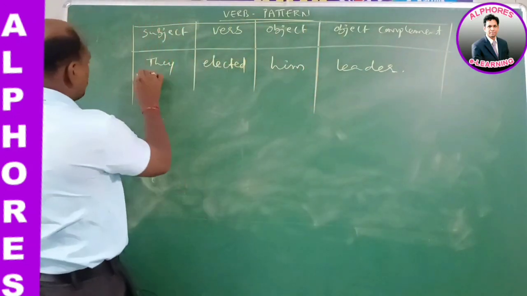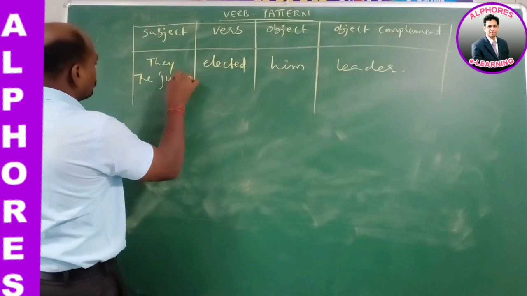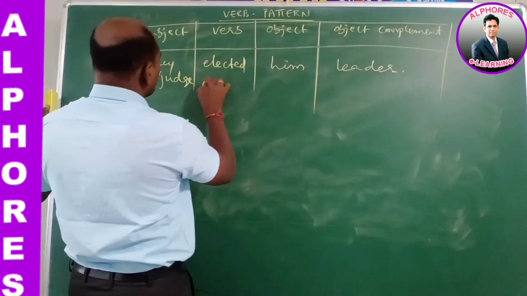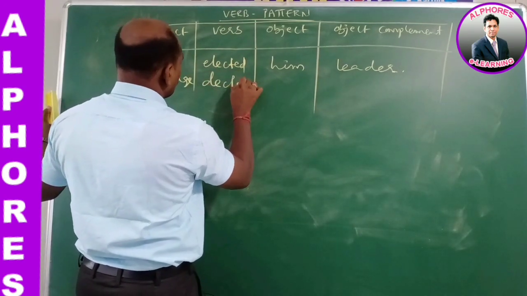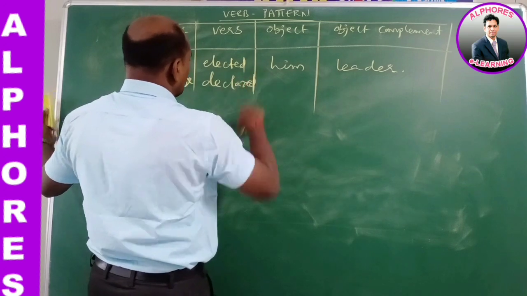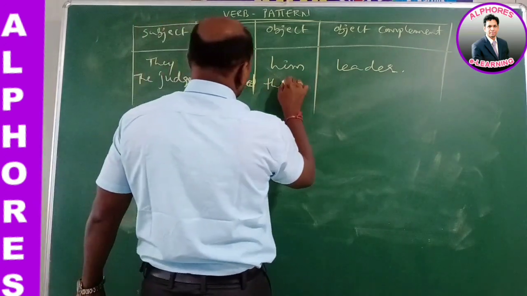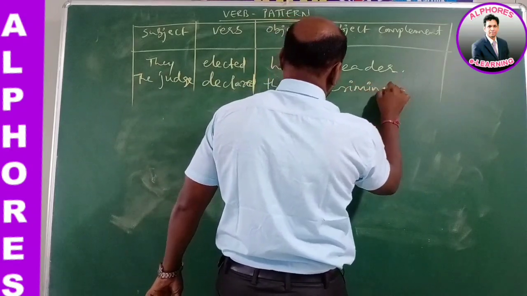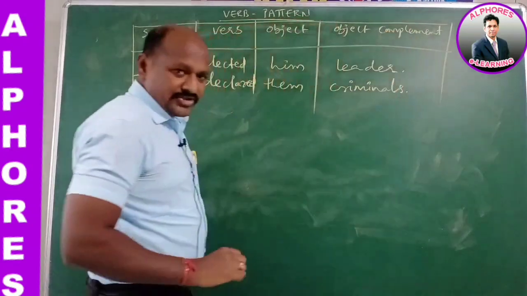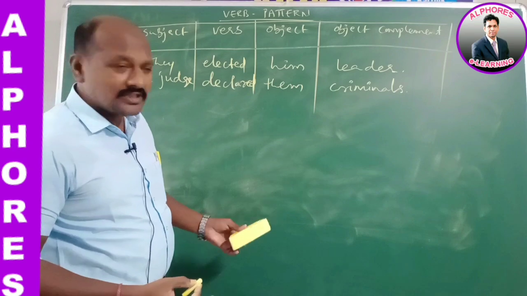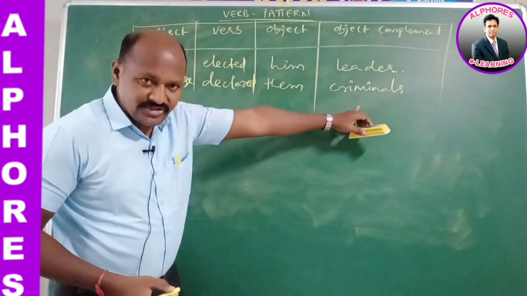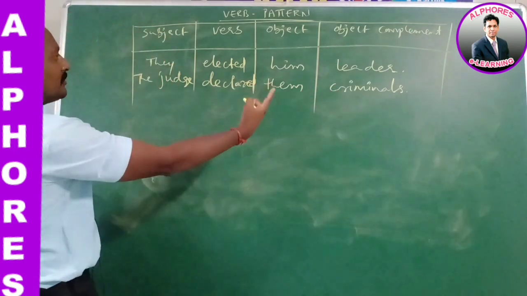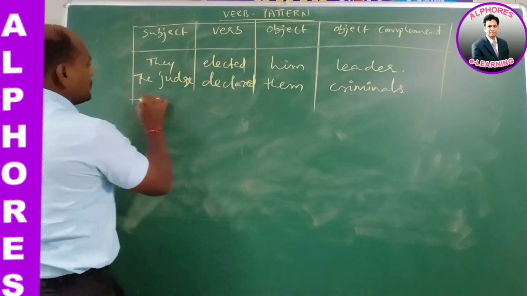For example, the judge declared them criminals. The judge has declared the verdict that they are criminals. In this way, what we say about the object is called object complement.